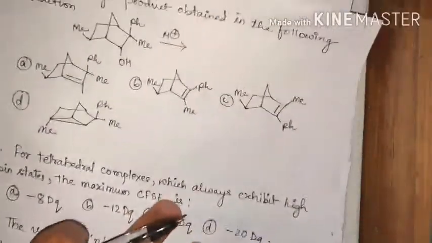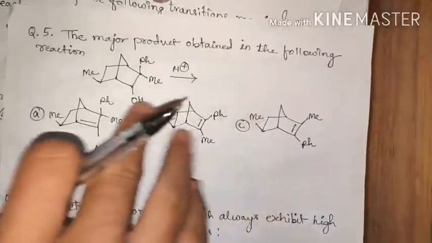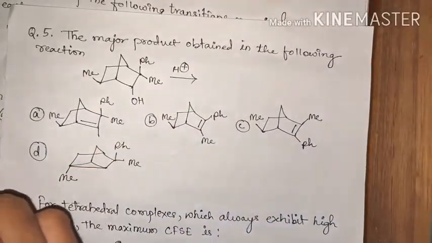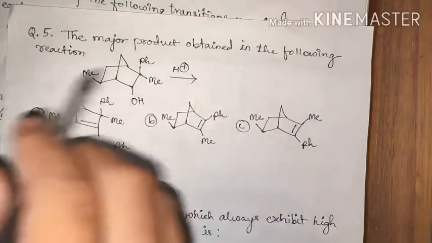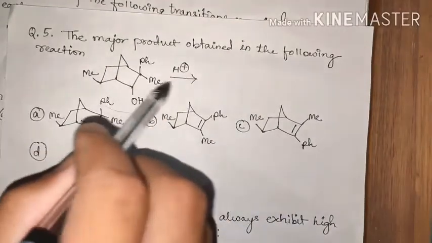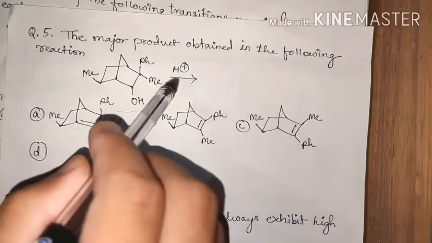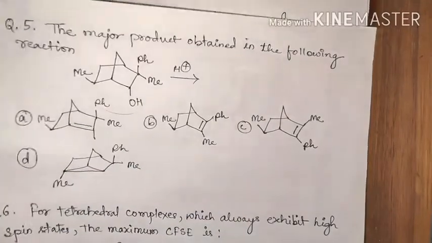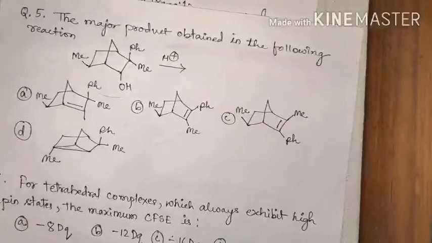Question number 5. In question number 5, again a similar organic reaction is given. What will be the major product obtained in the following reaction? So this is a compound, and here we can see it is treated with acid. So what will be the product? A similar mechanism we have to do. We can do it with the same mechanism. Okay.